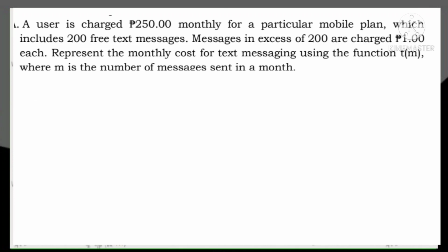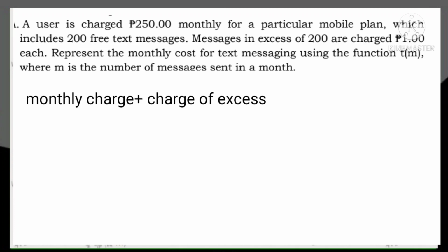Finally, to get the total bill, just add the monthly charge and the charge for the excess. Since the monthly charge is 250 and the excess charge is given by 1 times the quantity m minus 200, then we can now have 250 plus 1 times the quantity m minus 200.